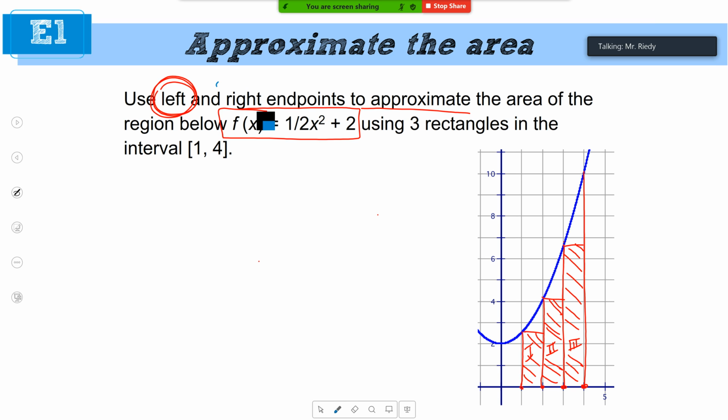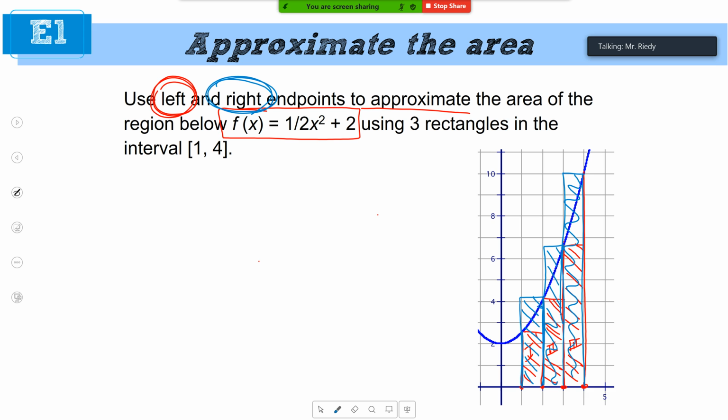All right, right-hand rectangles. I'm going to leave this here and work over it just so you can see the difference between the two. Vertical segments, up to the function. Now we're doing a right-hand rectangle, so come up the right-hand side, come over. Rectangle number 1. Come up the right-hand side, come over. Rectangle number 2. Come all the way up here. Rectangle number 3.